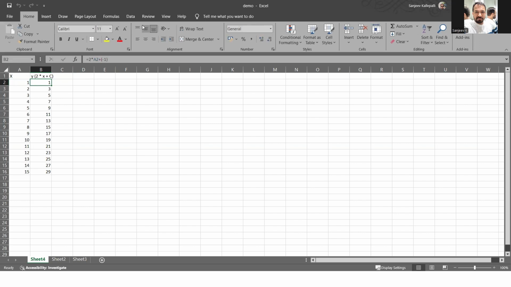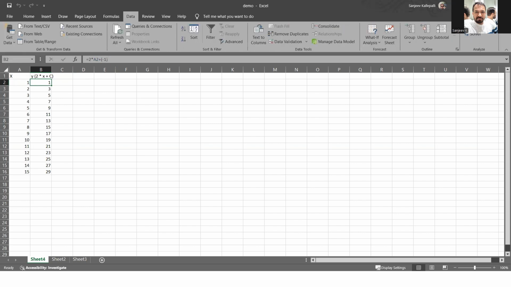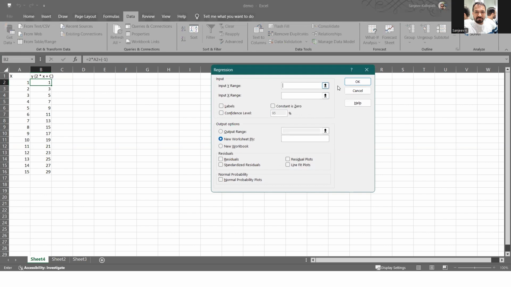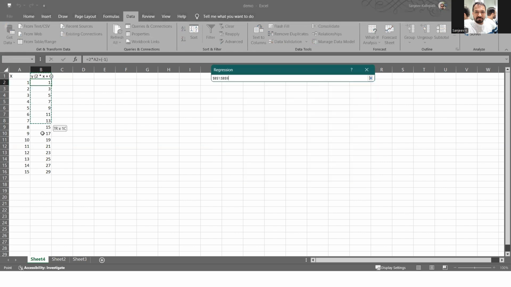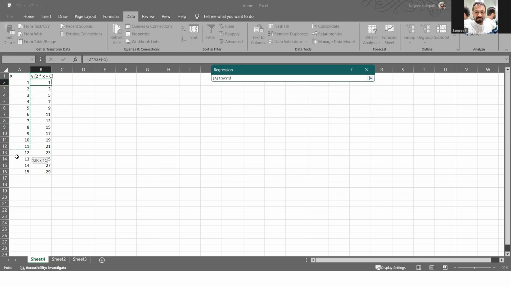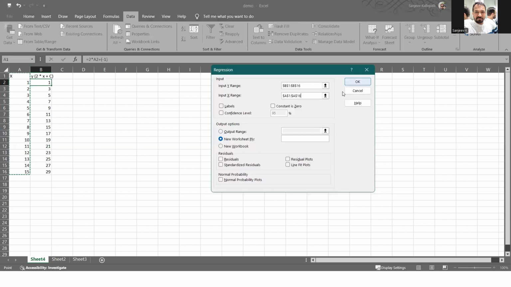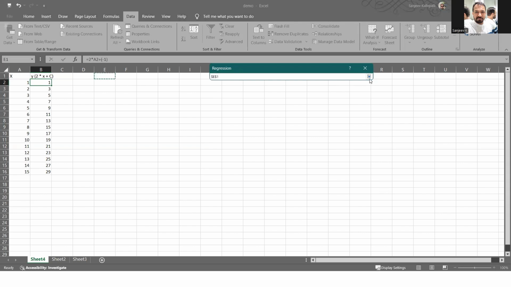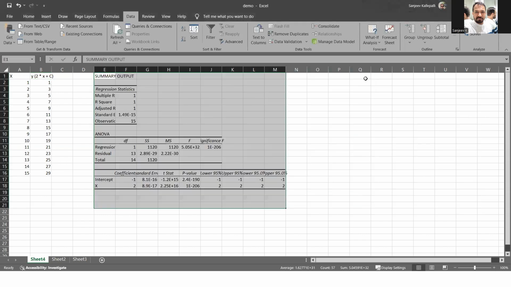In Excel, you have something called Data Analysis. In Data Analysis, you go and choose Regression. Click OK and input your Y range. So my Y range is this. Input X range. My X range is this. And then go and say I have labels. I want the output to be in the same sheet, E2. And let us go and build a model.